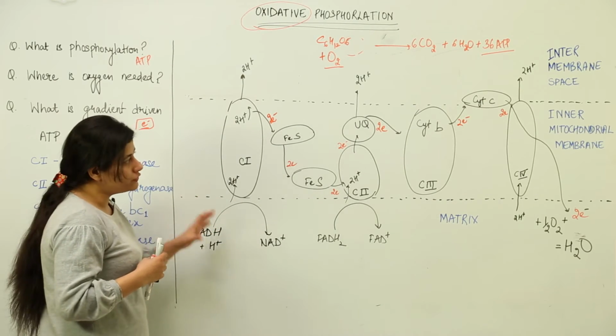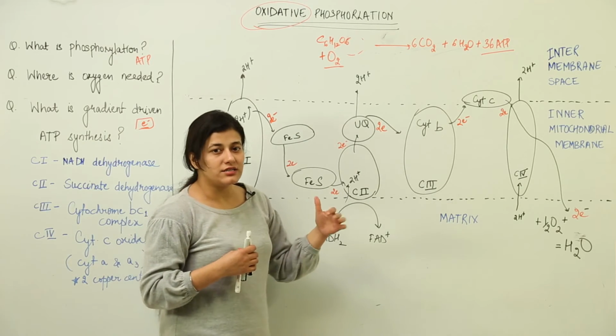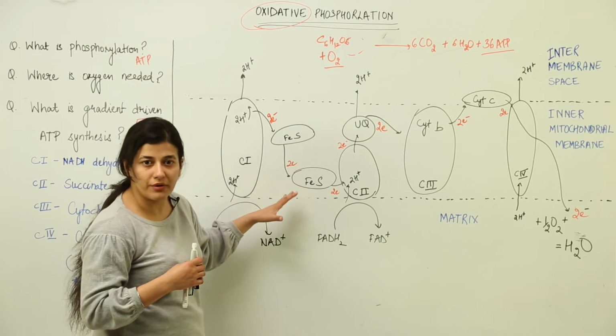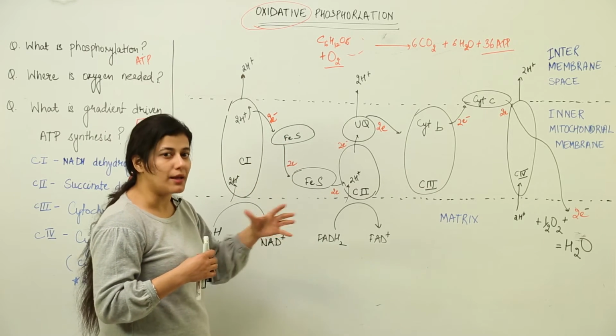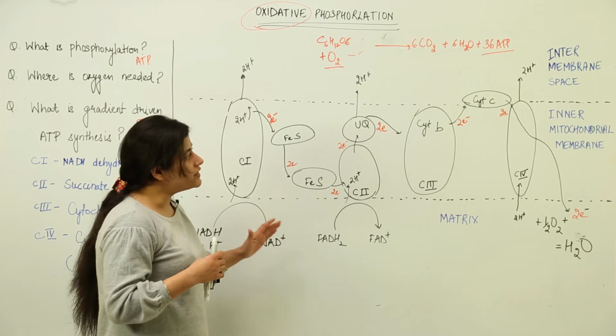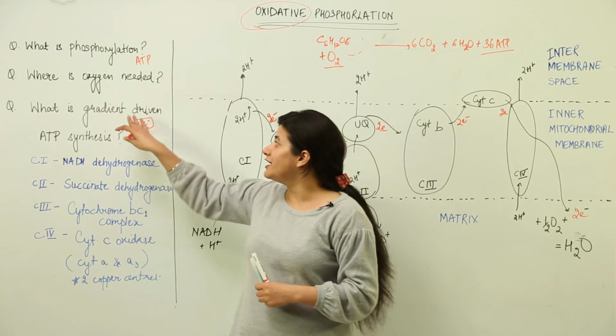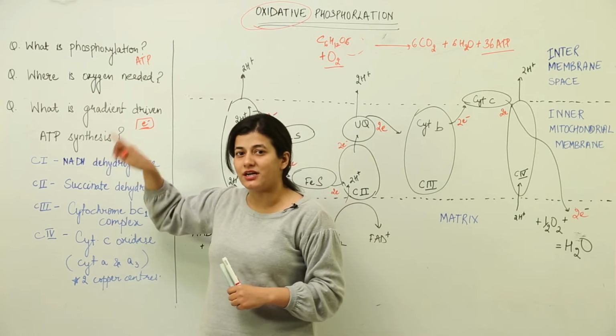We have to learn a few things that are to be crammed, that there are a few complexes which are present in the inner mitochondrial membrane. You need to remember them by their numbers and names, and you need to understand what their role is in this entire process of gradient driven ATP synthesis. Gradient of whom?